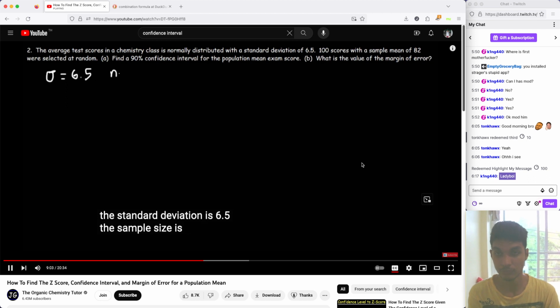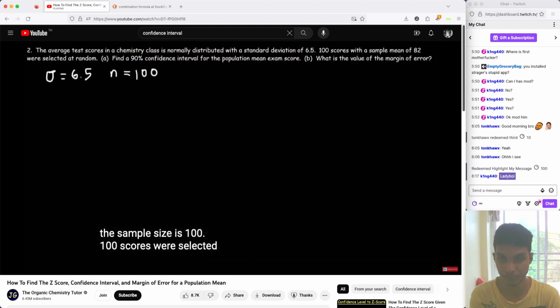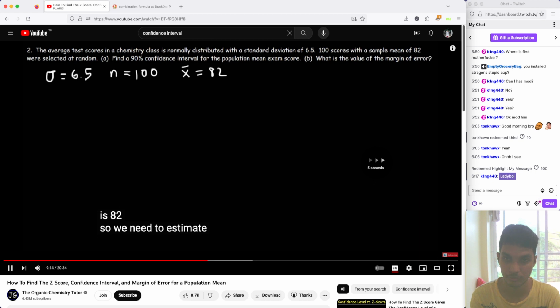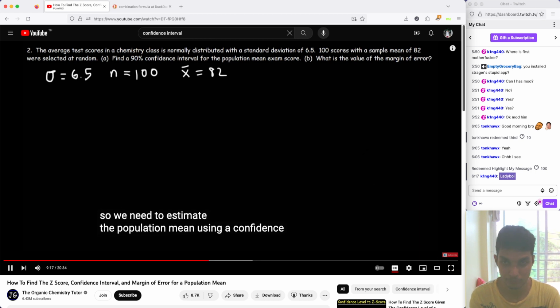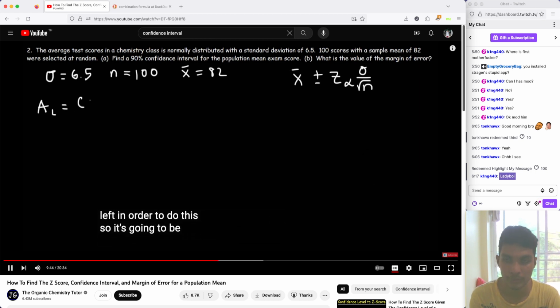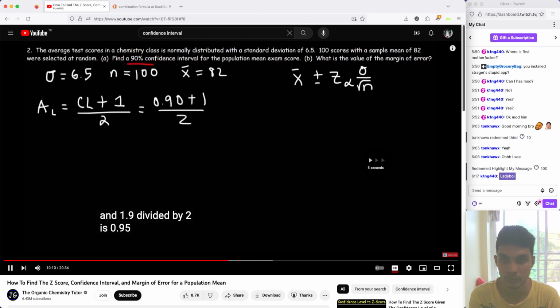The sample size is 100. 100 scores were selected at random. And we want to estimate the population mean using a confidence level. So it's going to be the confidence level, which is 90%.